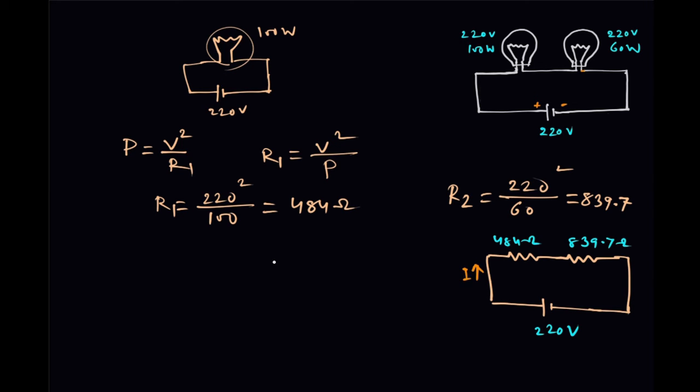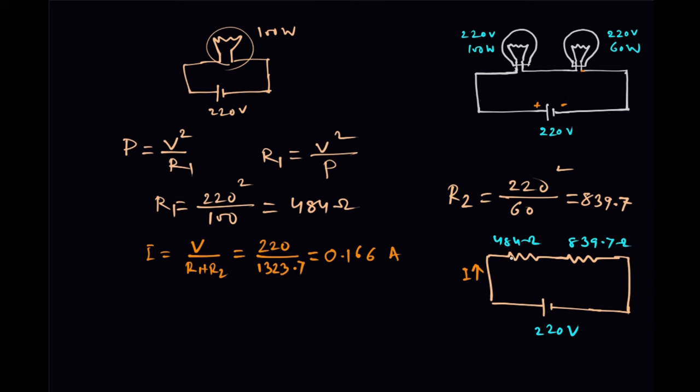This is current I. I is equal to V divided by R1 plus R2. R1 plus R2 is the equivalent resistance. That is equal to V is how much? 220 volt divided by R1 plus R2. R1 plus R2 how much? That is equal to 1323.7. Let us calculate. So you get 0.166, this much ampere. So this much ampere is flowing through the circuit.